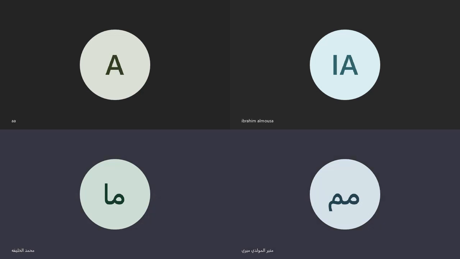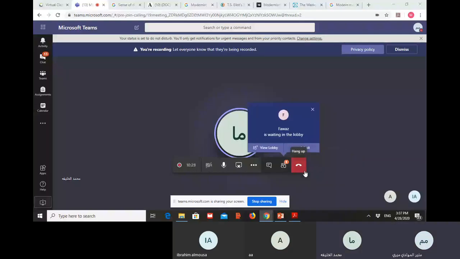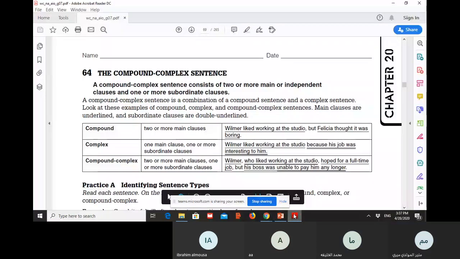Muhammad Khalifa, you see my screen? No, teacher. What about now? Yes, yes. Okay. So we have the compound complex sentence. I need you to read the direction first. Okay.